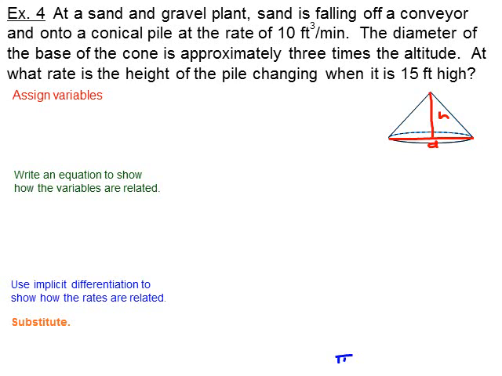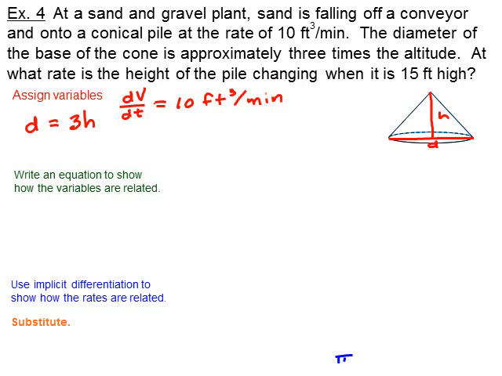Moving on to example 4. At a sand and gravel plant, sand is falling off a conveyor belt and onto a conical pile at the rate of 10 cubic feet per minute. The diameter of the base of the cone is approximately 3 times the altitude. At what rate is the height of the pile changing when it is 15 feet high?